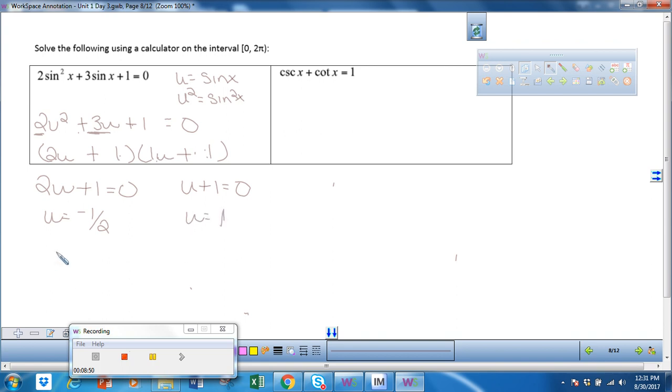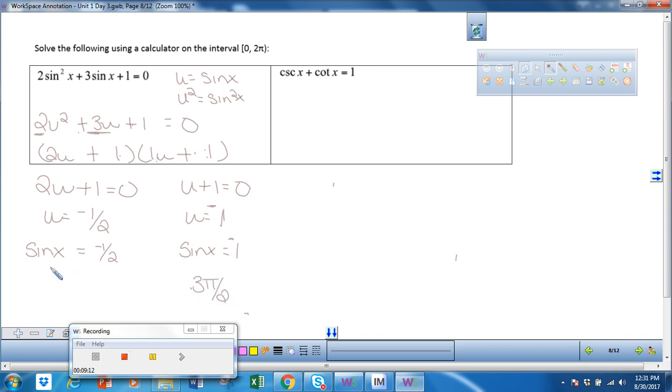But remember, I'm not solving for u. I'm solving for x, because u is sine x. So sine x is equal to negative 1/2, and sine x is equal to negative 1. When is sine x equal to negative 1? That's the easy one. That's 3 pi over 2.